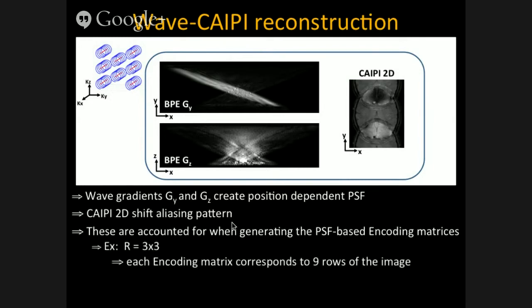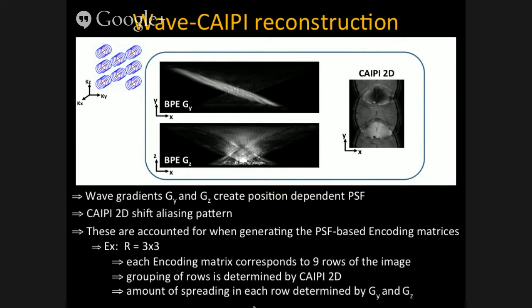For instance, at 3x3 undersampling, the encoding matrix corresponds to 9 rows of collapsed image. And the grouping of these rows is also determined by my CAIPI 2D shifts. And the amount of spreading in each row is determined by how much I play these sinusoidal waveforms on the GY and GZ axes. So again, all I need to do is to solve a linear system, which is slightly more complicated. But now I don't need to do any gridding or complicated process. So this was how we reconstruct wave, starting from the undersampled data.